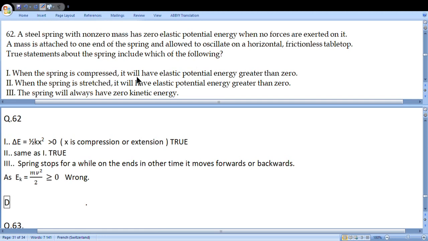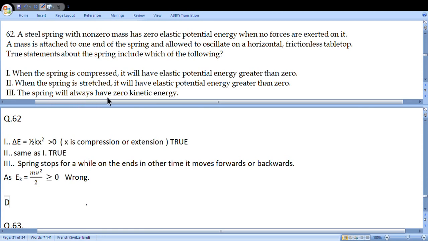When the spring is compressed, it will have elastic potential energy greater than zero. Yes, the elastic potential energy formula is half k x squared. X can be compression or extension, doesn't matter. So more than zero, true. When the spring is stretched, it will have elastic potential energy greater than zero. Also true because we use the same formula.